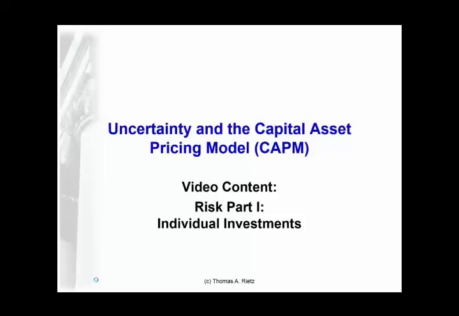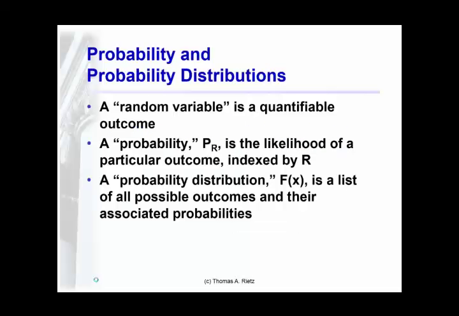In this video, we'll cover risk and uncertainty in the context of individual assets. First thing we'll define is what's called a probability distribution. For any quantifiable outcome, called a random variable, any set of possibilities and their associated probabilities, a list of all of the probabilities and outcomes is called the probability distribution.